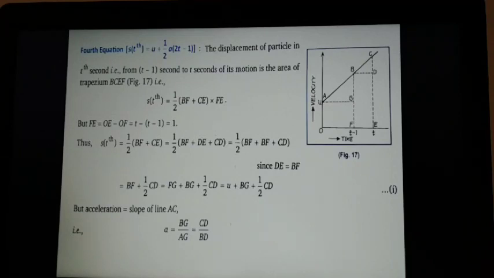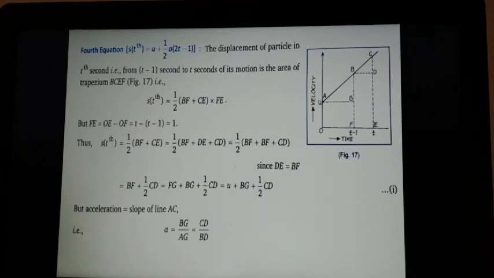Then what is FG? From the diagram it is equal to U. Then the equation will become S is equal to U plus BG plus half CD. Now we are going to express BG and CD in terms of velocity or acceleration.